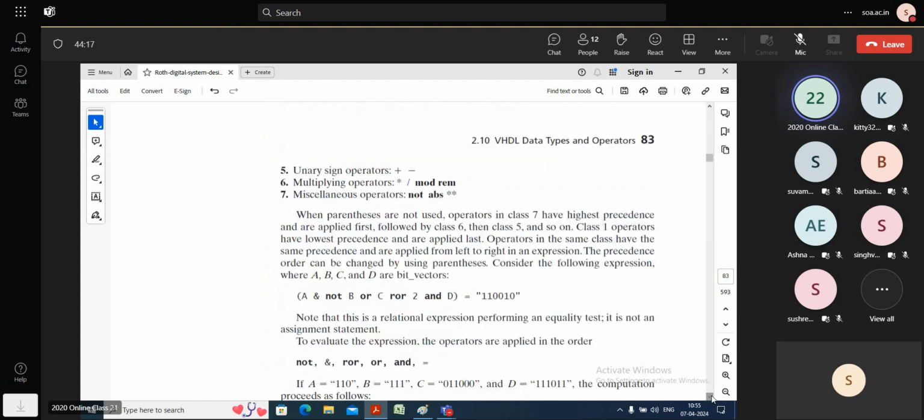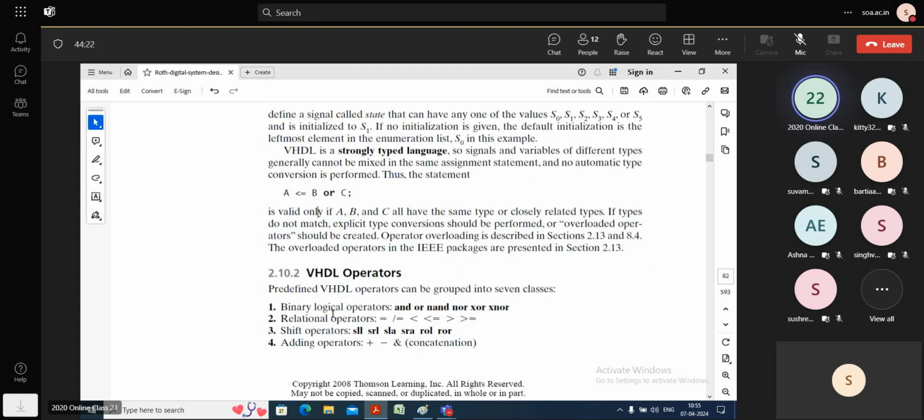Then what are the various VHDL operators? The predefined VHDL operators can be grouped into 7 classes. The first class is the binary logical operators. All of you know these logical operators: AND, OR, NAND, NOR, XOR and XNOR. So this is class 1, the binary logical operators.